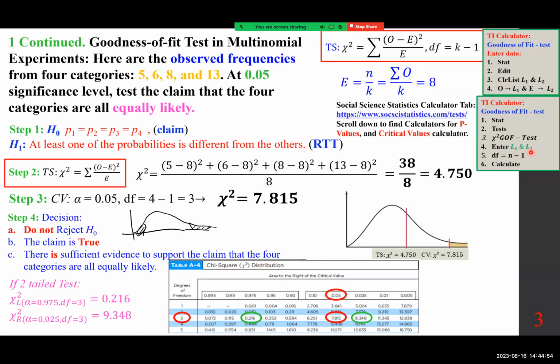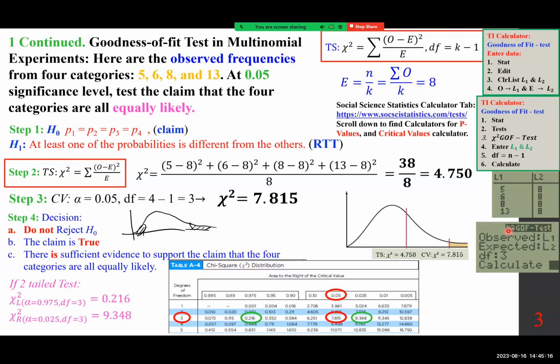In L1, you put the observed values, the ones that have been given to us, and L2 is the expected value. It happens to be 8 for all of them. So here's L1, here's L2. So chi-squared GOF, observed is in L1, expected is in L2, degrees of freedom is 3, calculate.